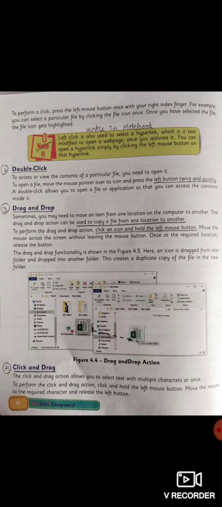As soon as you perform double click, the application opens or the file opens, and then we can see the contents of that particular file or a particular folder. How do we do a double click? We press the left mouse button twice and quickly. It should be spontaneous, it should be fast. And that's how a double click allows you to open a file or application.